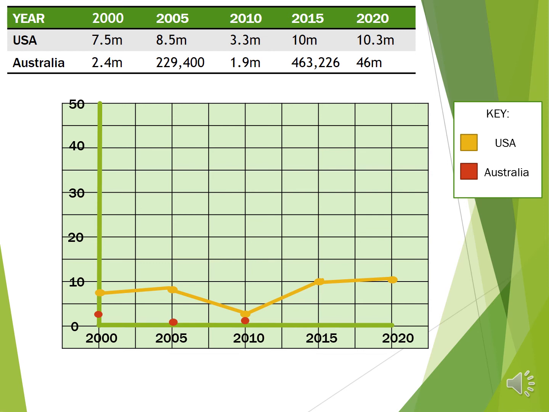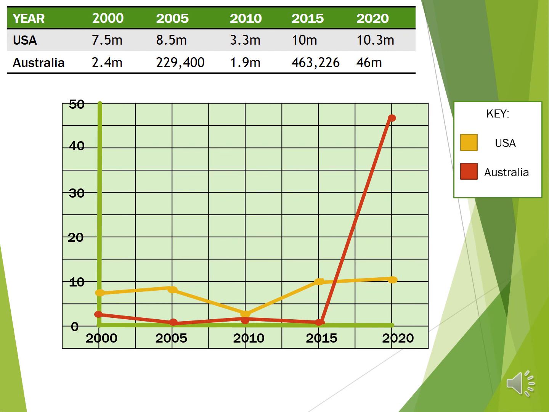2015, we've got 463,000, so again, that's going to be quite close to 0. And then in 2020, we go all the way up to 46 million, so that's going to be about there. And again, I get my ruler and I join all of those points together to create a line. And you can clearly see that the 2020 Australia value is significantly higher than all of the other values, which reflects the wildfires that we saw in the news over the past year or so.